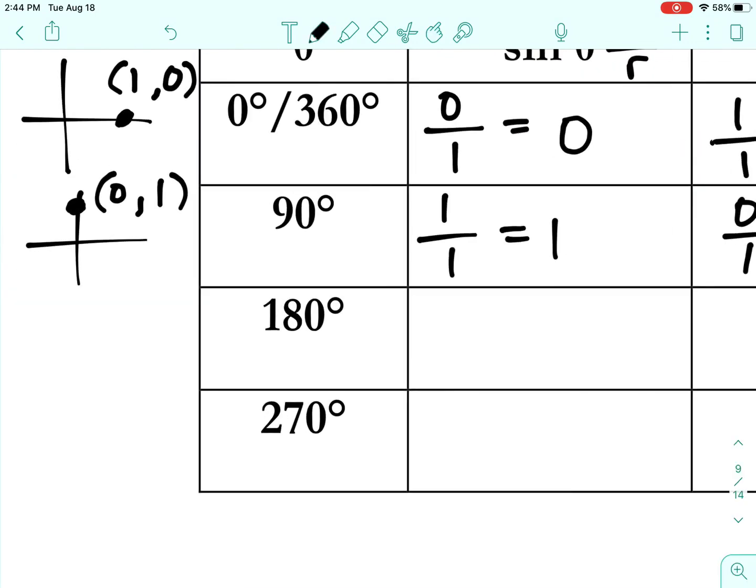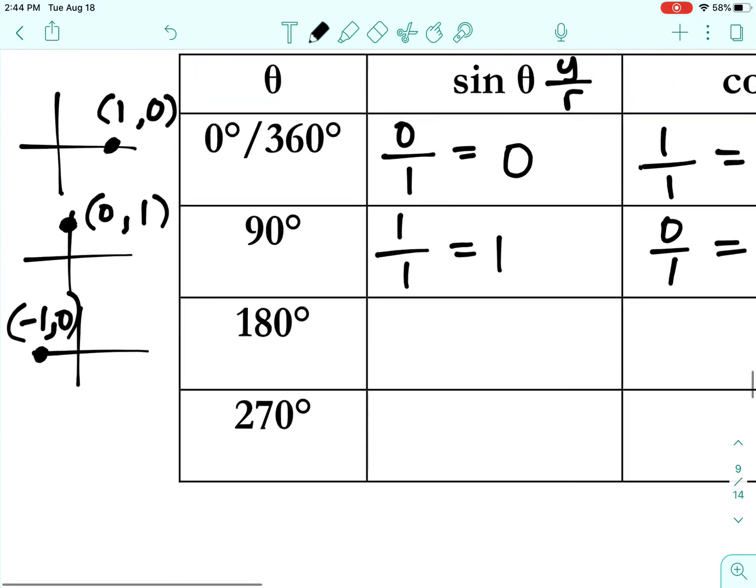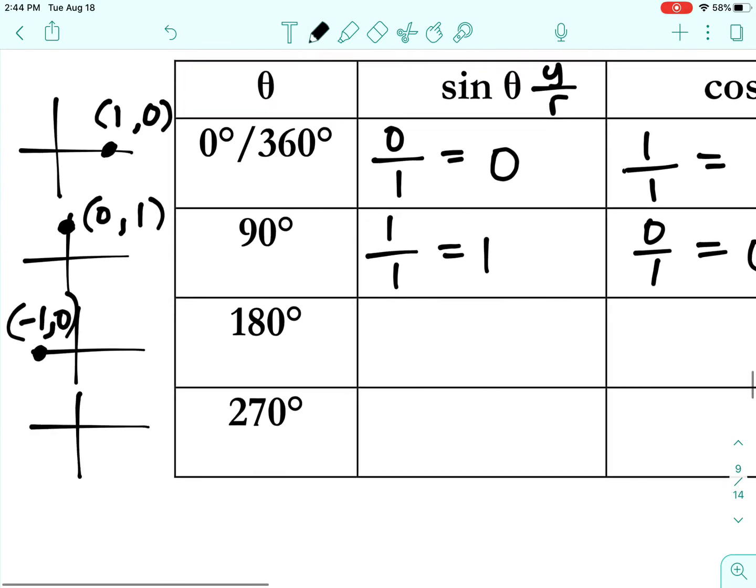Okay, 2 more rows. 180 degrees, that means I'm over here now. That ordered pair is -1, 0, and 270 is down here. That ordered pair is 0, -1. I dare you to pause the video and see if you can fill in the bottom 2 rows of this chart. Then I am going to pause, fill it in, and briefly talk through it really quickly so that you can check your answers.